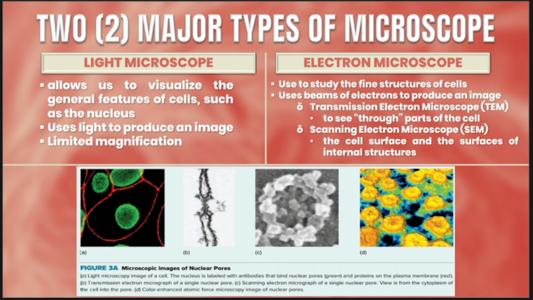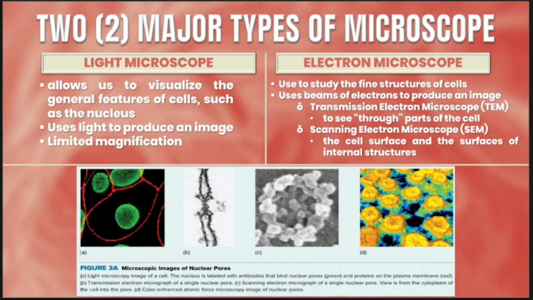The TEM uses a beam of electrons that passes through a thin specimen to produce an image, and it would provide detailed internal morphology and structural information of cells and tissues. So it sees through the parts of the cell. Therefore, given its principle, it is ideal for observing the fine cellular details and organelles.